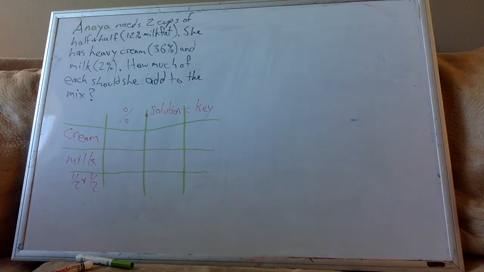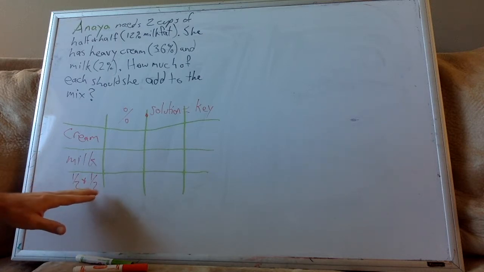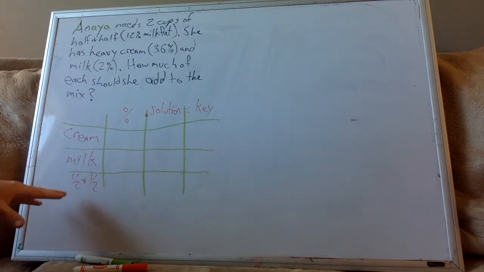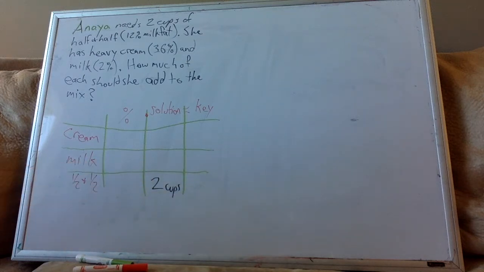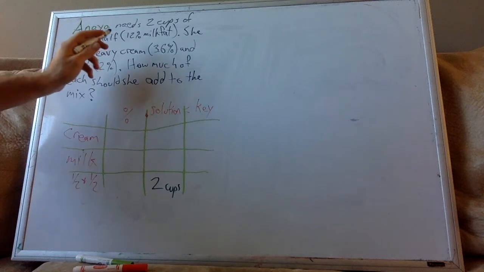Okay. So we're going to try to put some pieces together in order to come up with an answer to this question. How much of each should she have? We know that our total amount of the solution, the amount of stuff that we want, is 2 cups of half and half. And we also know that that is going to be at 12%.